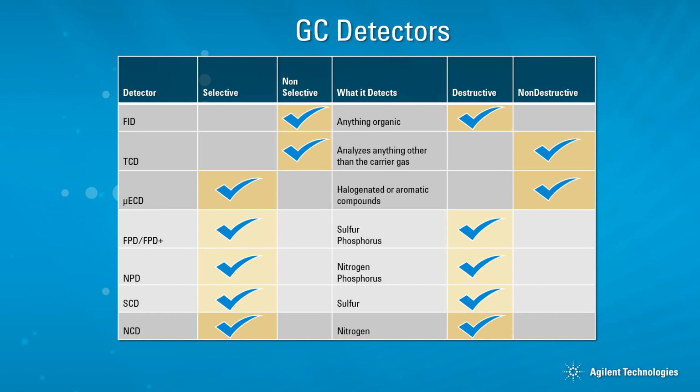Each type of detector responds differently to compounds. Non-selective detectors will detect anything. The FID detector, for example, will detect anything organic. Selective detectors are designed to detect only specific compounds for analysis. The NPD detector, on the other hand, will detect nitrogen phosphorus only. Selectivity is the response of one group of compounds in a detector relative to the response of another group of compounds in the same detector.